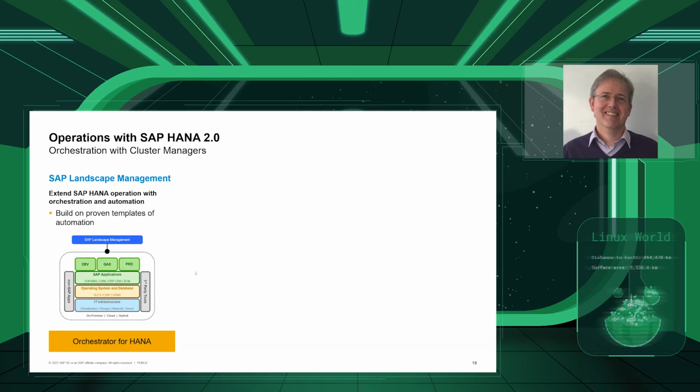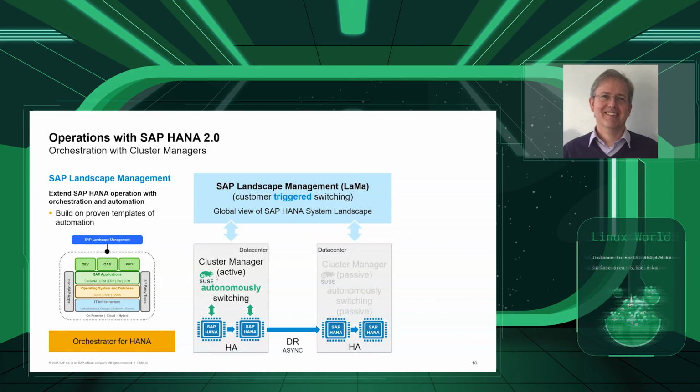But on the next column, you will see this landscape management is a customer triggered technology, meaning it is not acting autonomously, like a cluster manager from SUSE can do. And this you find in the lower left part of this picture. The cluster manager is orchestrating the HA side of the picture. So it is managing autonomously the availability of the database for the application. But it is getting out of the picture as soon as we talk about DR.